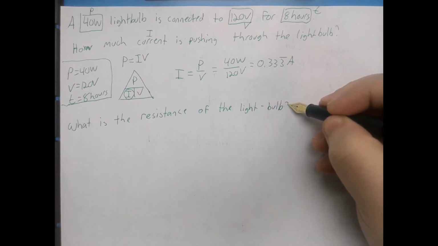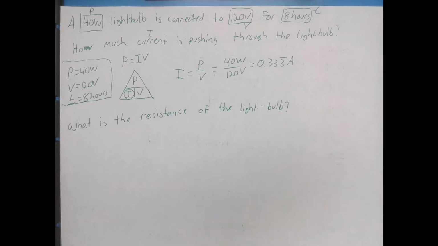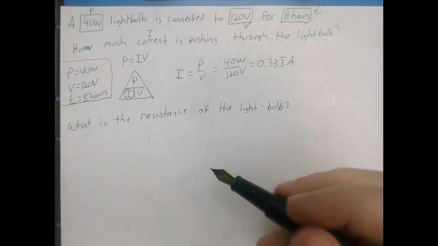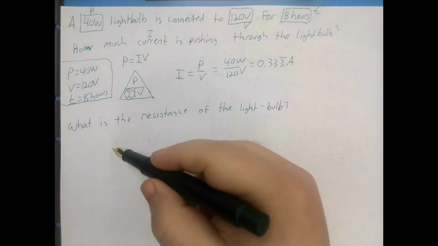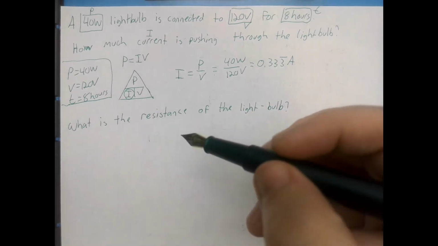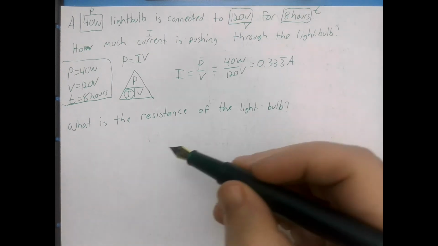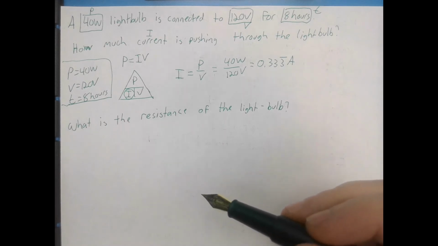Resistance, what we've been doing all year, or all unit. It's the resistance of a resistor. It's the R variable. So, what is the resistance of the light bulb? So which equation will we use for this?